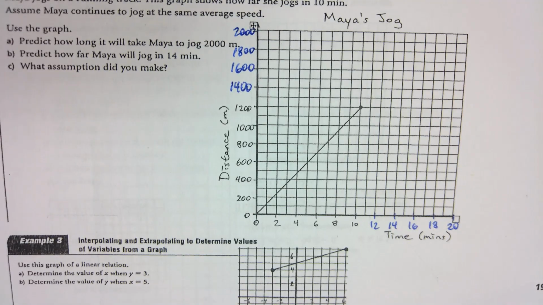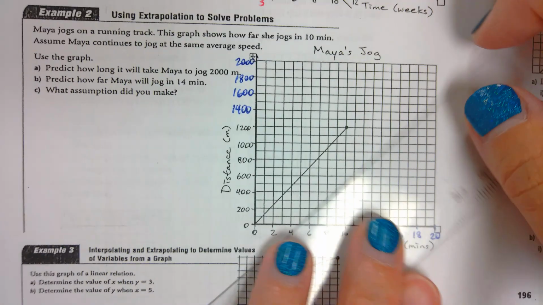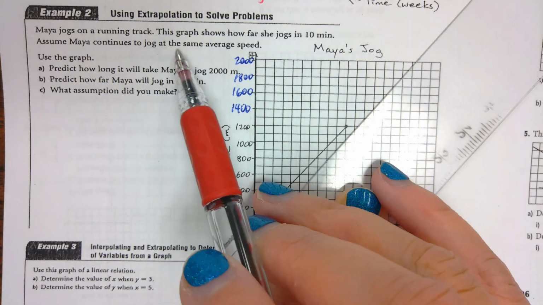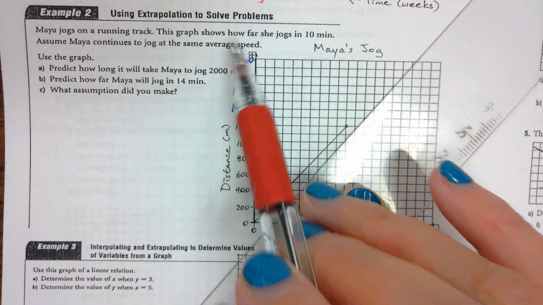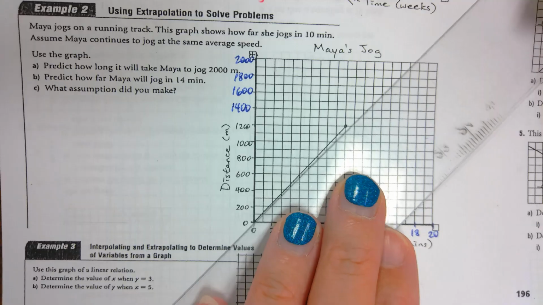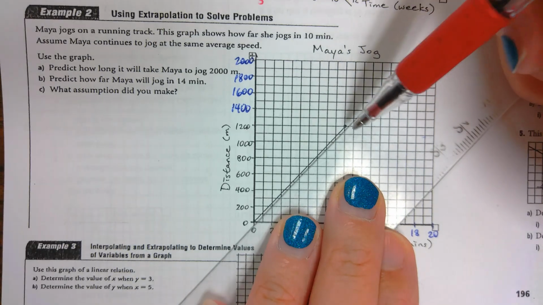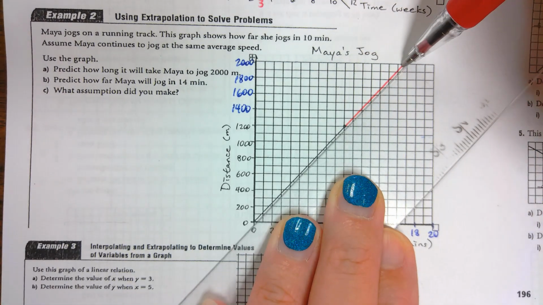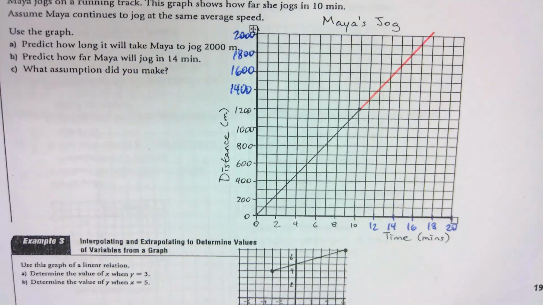Increase it, extend it, right? Why can I extend it? Because it says she's continuing at the same average speed. So I'm gonna extend my line like this. Okay.